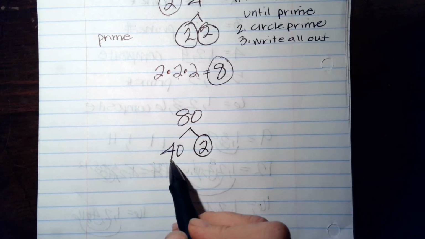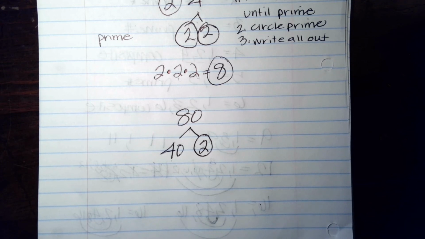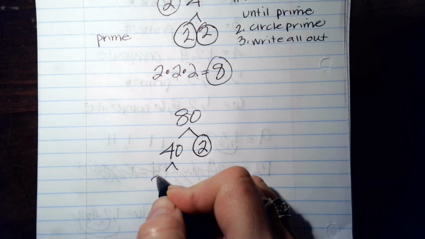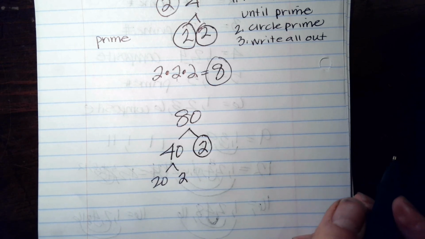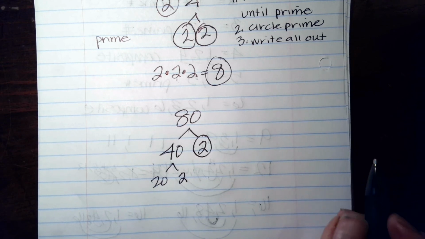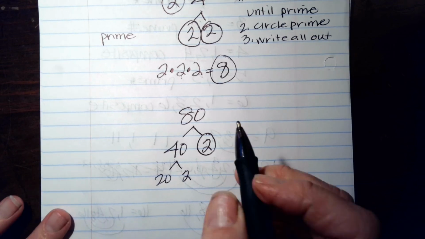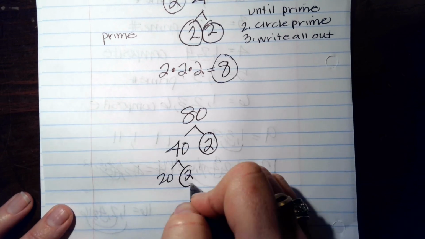Lila, what are 2 numbers that go into 40? Something times something equals 40. You can use 20 times 2. You can use 8 times 5, right? 10 times 4. You can use any number you want, but 20 times 2 is beautiful. Now, we circle this 2 because it's a prime number.